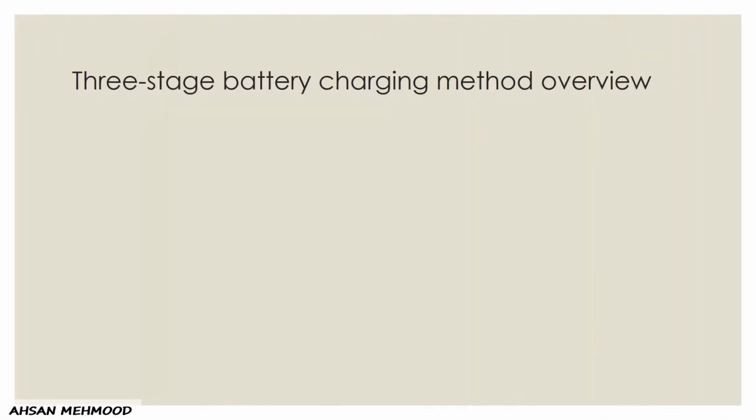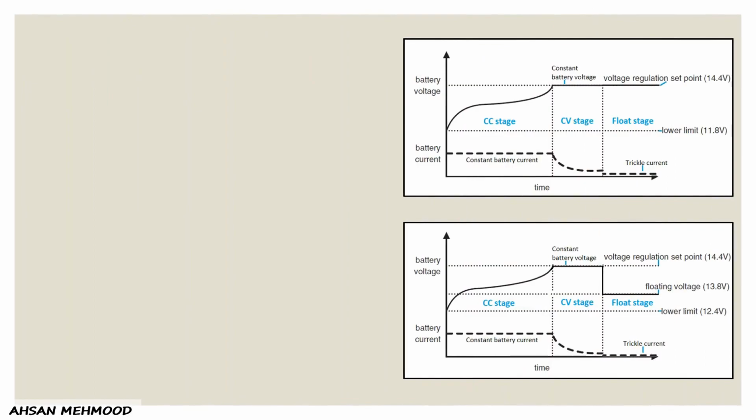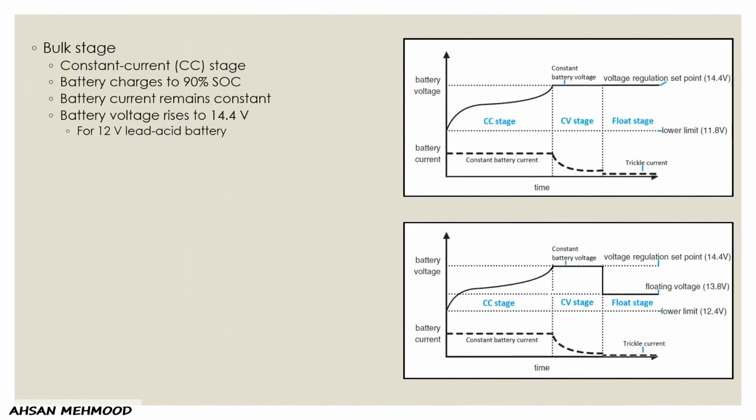In three-stage battery charging methods, generally these are the three stages: bulk stage, absorption stage and float stage. First, we will discuss the bulk stage. This stage is also called the constant current stage. In this stage, the battery charges typically from 70% to 90% state of charge. It accomplishes this by maintaining a high and constant current. While the battery current is constant, the voltage of a 12 volt lead acid battery rises from a low voltage to 14.4 volt in this stage.